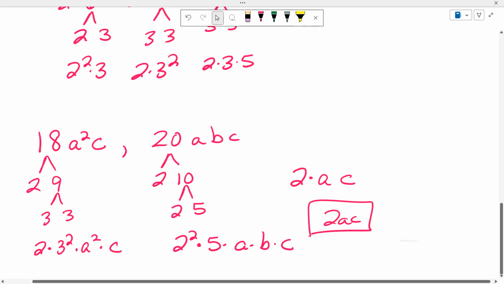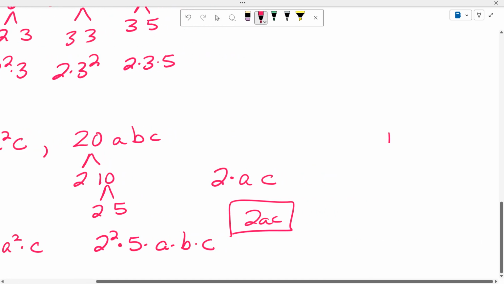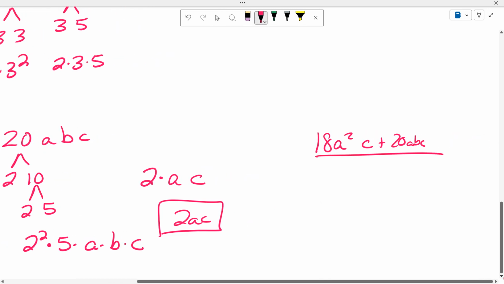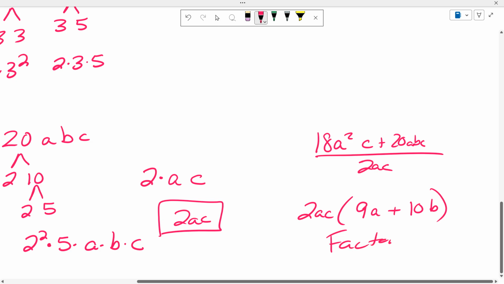Because what we're going to learn how to do is if we have 18a squared c plus 20abc, we're going to divide them by the greatest common factor of 2ac and write 2ac on the outside and what they're divided by, which gives us 9a plus 10b on the inside. And it's like the distributive property, but we're doing the opposite, and that's called factoring.